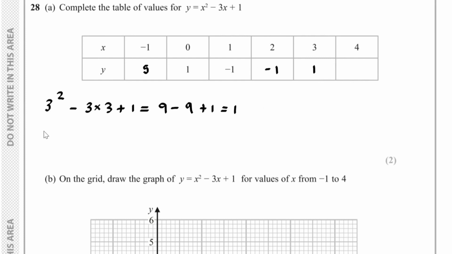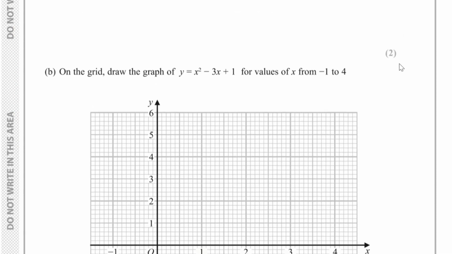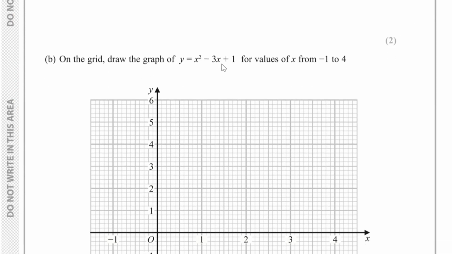And then when x is 4, I've got 4 squared, subtract 3 times 4 plus 1. So I've got 16 minus 12 plus 1, which is 5. So I have 5 when x is 4. Then for part B, on the grid, we have to draw the graph of y equals x squared, subtract 3x plus 1 for values of x between minus 1 and 4.